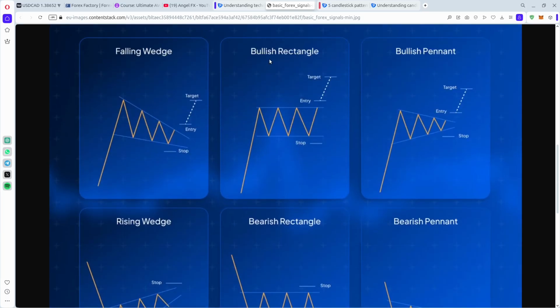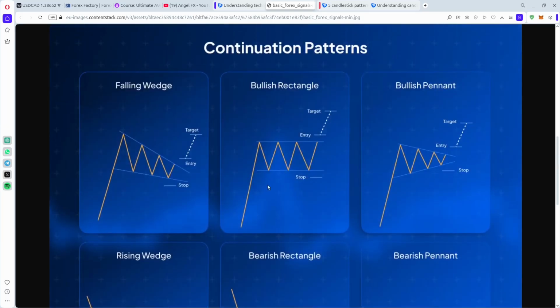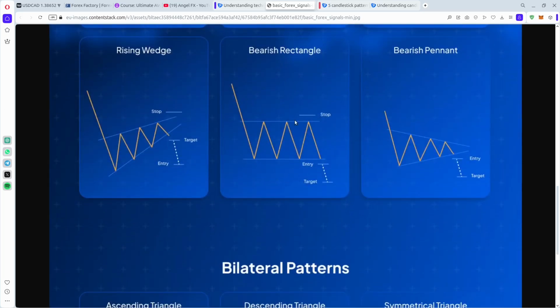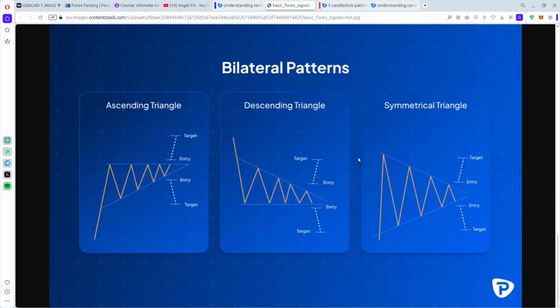So what's the difference between the bullish rectangle and the bearish rectangle? If we're in an uptrend and the market started consolidating and it's about to break, then we're in the bullish rectangle. And if we're in a downward trend and the market started consolidating and we're about to break to go down, then we're in the bearish rectangle.